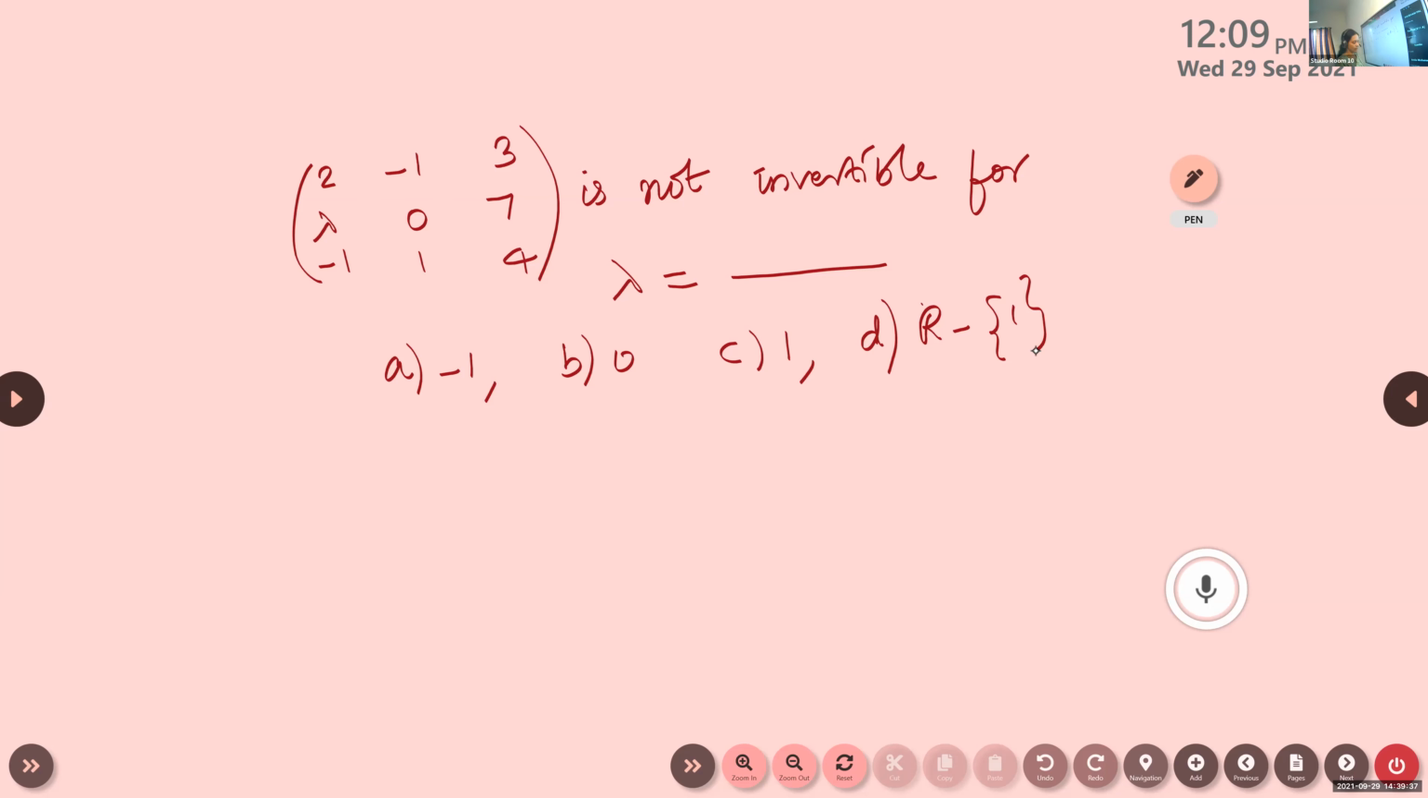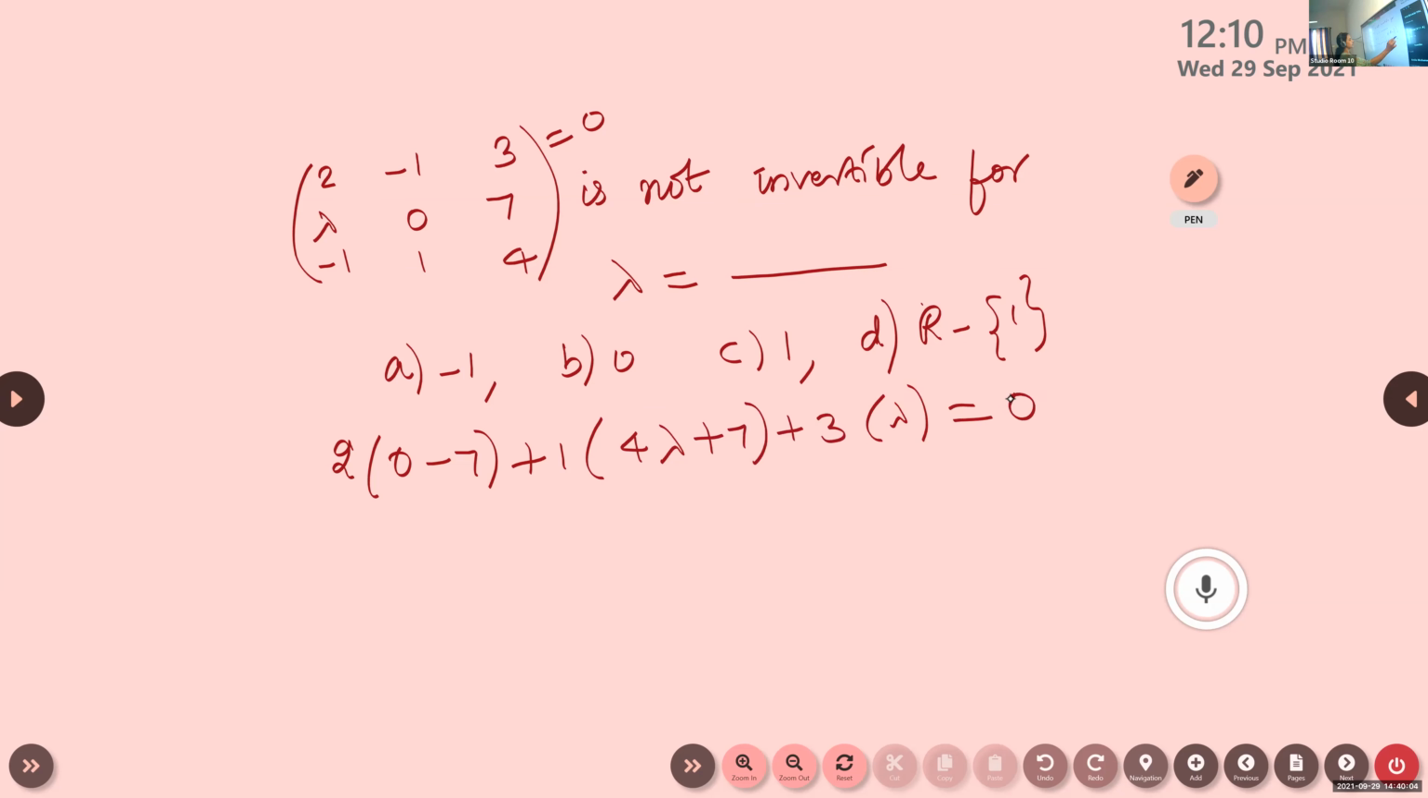Yes, what is the answer? Invertible means it is okay. It is not invertible. Not invertible means inverse does not exist. That means this value must be equal to 0. Determinant value must be equal to 0. So when you expand it, what you will get? 2 into 0 minus 7 plus 1 into 4 lambda plus 7 plus 3 into lambda is equal to 0.